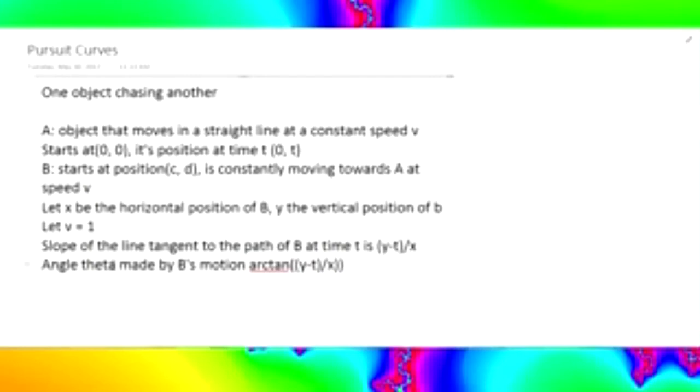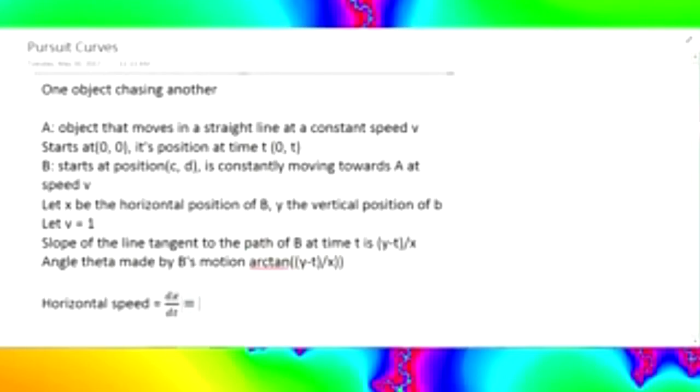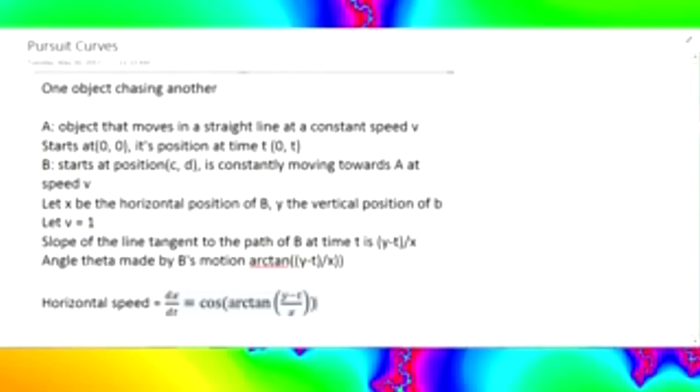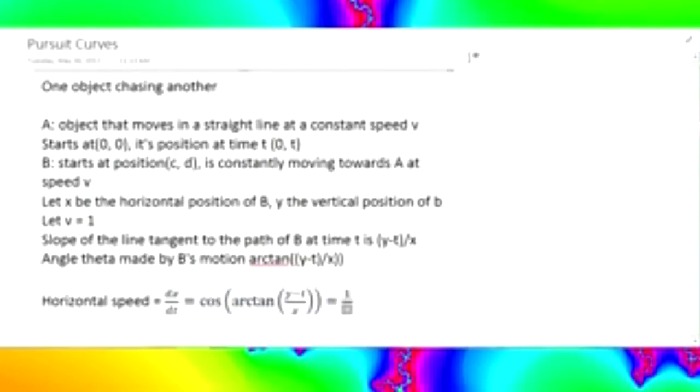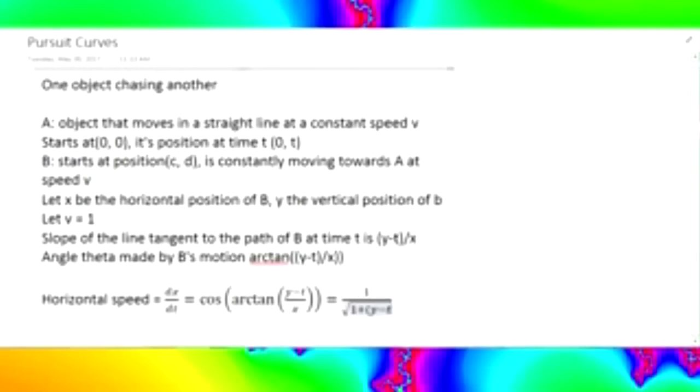We're just going to keep this in mind. We're not going to have to deal with theta directly because of this definition. So the horizontal speed, dx/dt, is going to be equal to v, which we already agreed is 1, so we can leave that out, times the cosine of the arctangent of (y minus t) over x. With a bit of simplification, this becomes 1 over the square root of 1 plus ((y minus t) over x) squared.